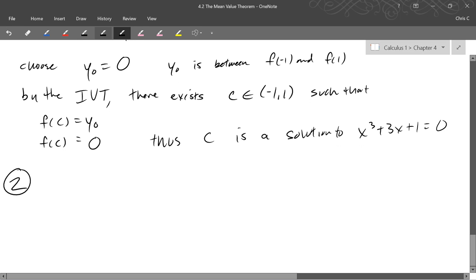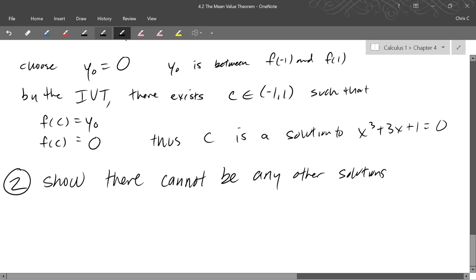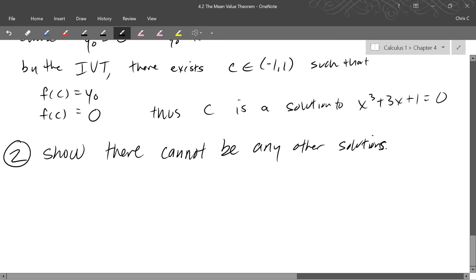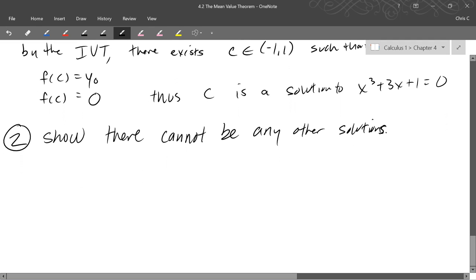So now we're going to do part two, show there cannot be any other solutions. So let's suppose there is another solution. We're going to pretend that there is a second one and then show that that's not possible, which is called proof by contradiction. So at this time, do we know for sure that there's not a second one? No, I have no idea. So I'm going to suppose there is one and then hopefully conclude that that's not possible.